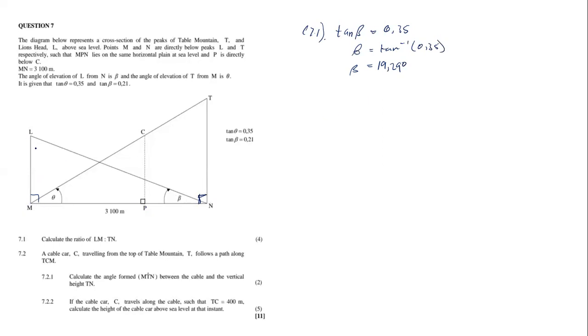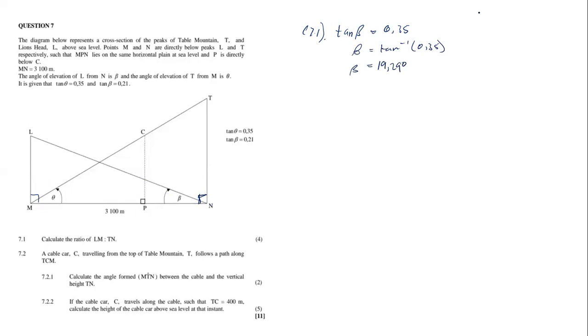Remember, beta is opposite to this side. So to determine this side, I'm going to say opposite this angle, because I'm provided with this angle. This angle is opposite to this side, and it is adjacent to this side. It can't be the hypotenuse because it is not opposite to 90 degrees. The hypotenuse is LN, since it's opposite to 90 degrees. So for this angle, I am looking for the opposite side, and I am provided with the adjacent side.